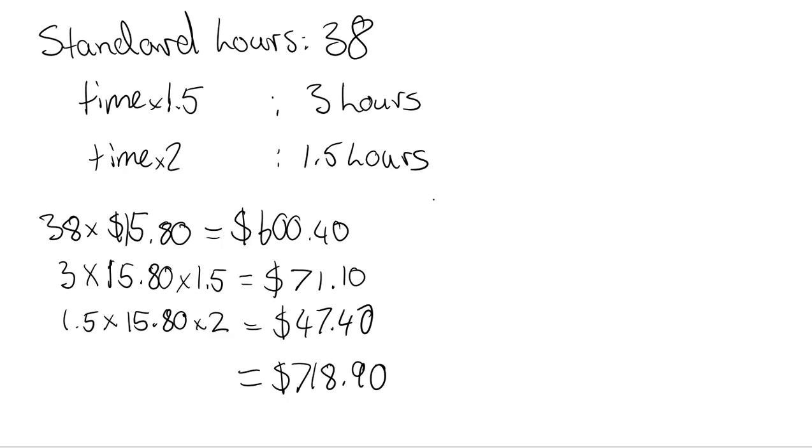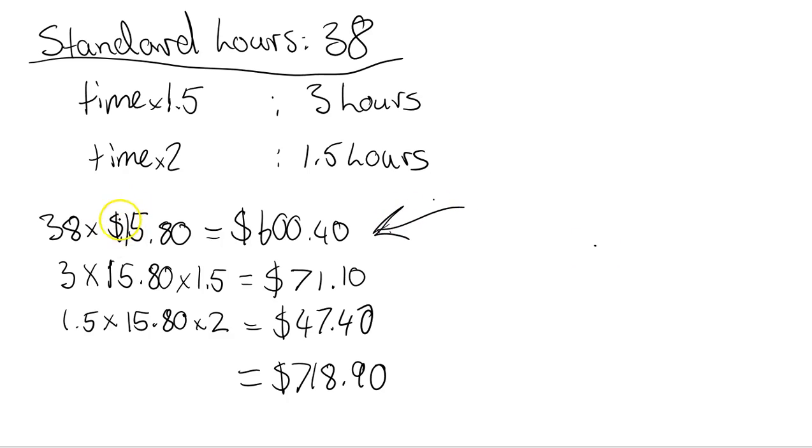Alright, so pretty straightforward. We know he did 38 hours, and then he did an additional 4.5 hours. So 3 of those hours would fall under the time and a half rate, and exactly 1.5 hours would fall under the double time rate, because he did 4.5 hours total. So we just calculate them separately. It's much easier to do that.